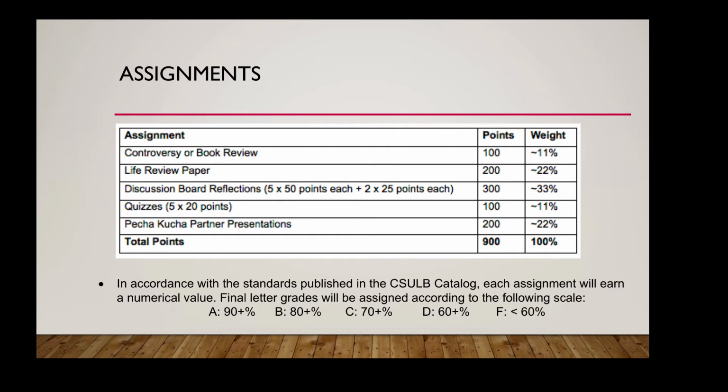First we have the controversy or book review. You get to choose. That will be worth 100 points. Then we'll have the life review paper worth 200 points. Your discussion board reflections throughout the semester will equal up to 300 points. Quizzes, 100 points. And the Pecha Kucha partner presentations, which will be pre-recorded, are 200 points. And this will all come out to 900 points for the class.